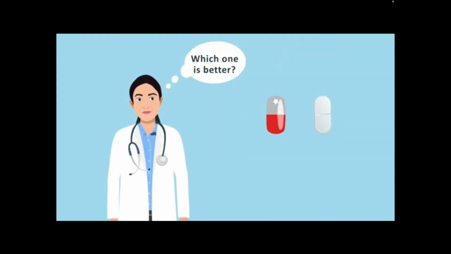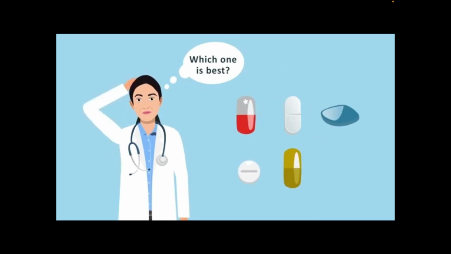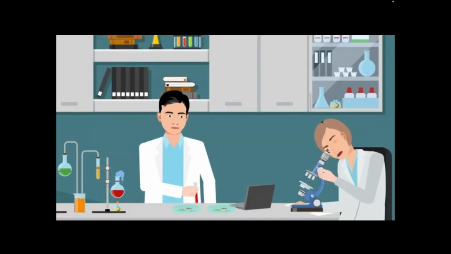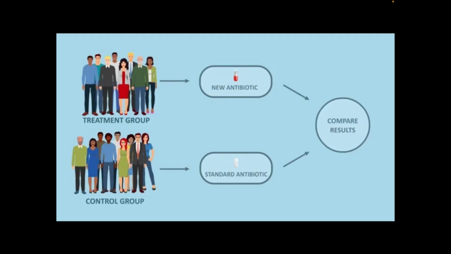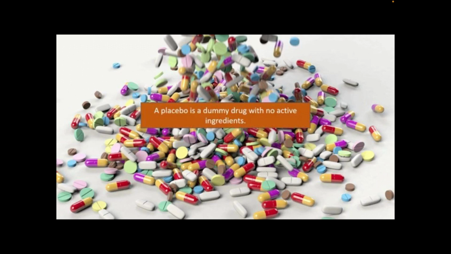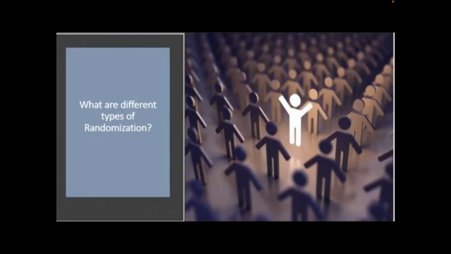We may compare new and old medicine, or currently available treatment for a particular disease, to figure out which one works best. Or a researcher finds a new antibiotic and gives it to a group of people, separated into two groups: the new antibiotic to a treatment group and a standard antibiotic to a control group, and compares the results. Or they can give a placebo, a dummy drug with no active ingredients.